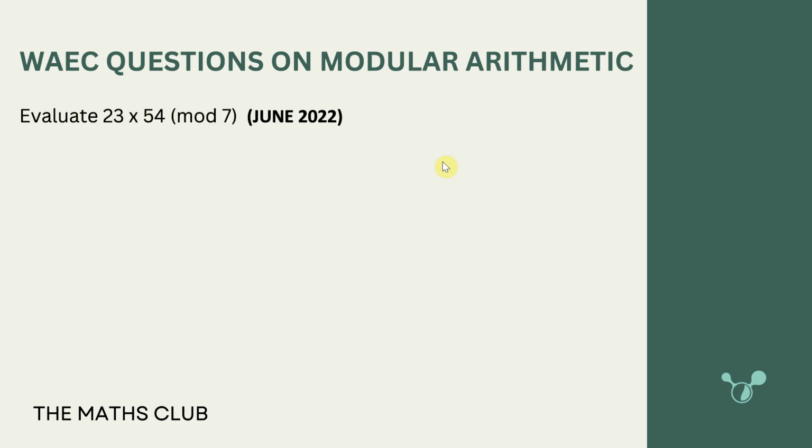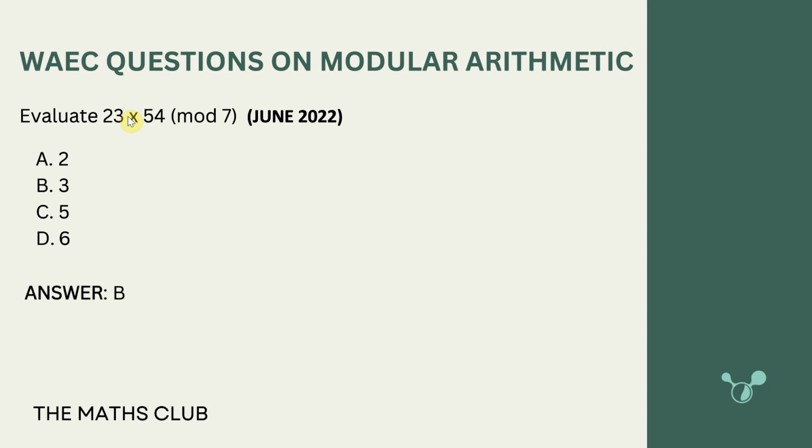So this particular question, we've actually solved it before. I will encourage you to try it out yourself. So multiply these two, divided by 7, the remainder is going to be your value, and that is option B, which is 3.